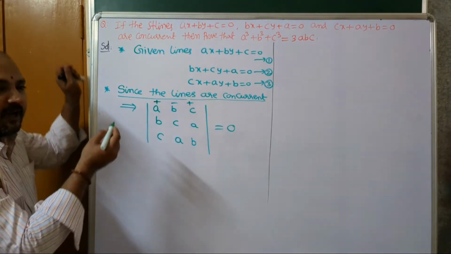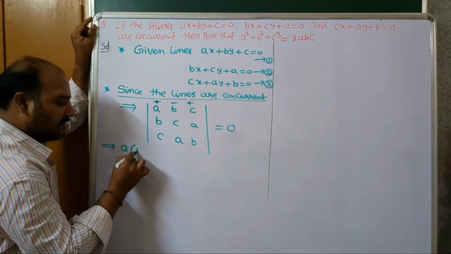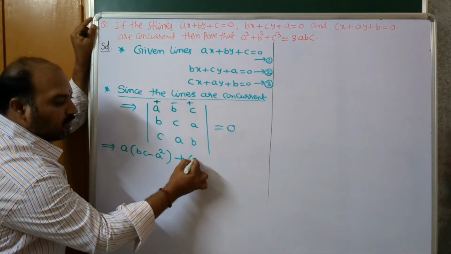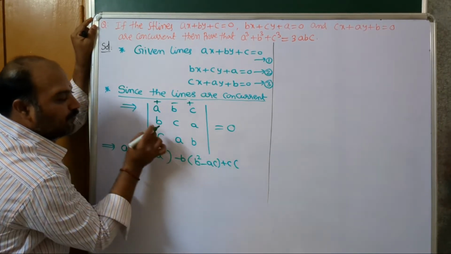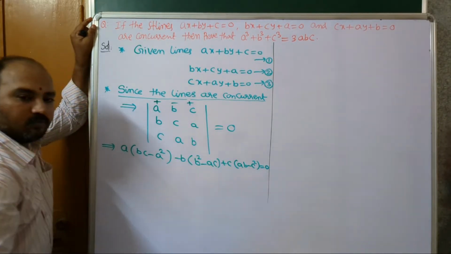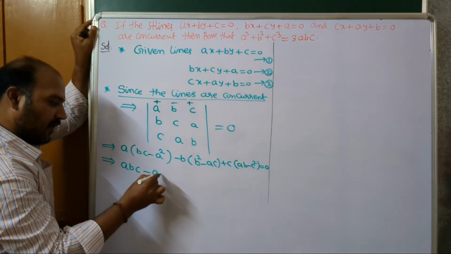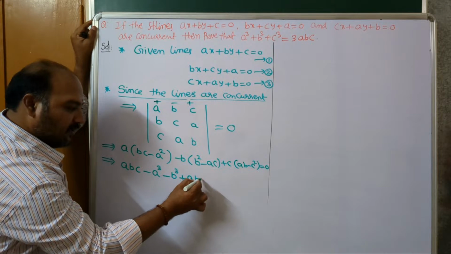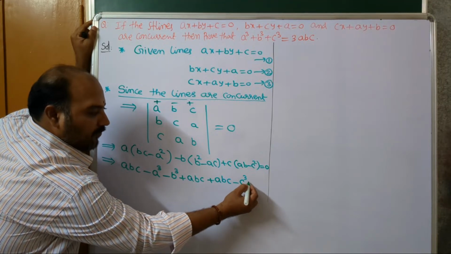Like a 3 by 3 determinant, how we are doing now in maths 1a, like this way: a into bc minus a square minus b into b square minus ac. Next, plus c into ab minus c square is equal to 0. That implies abc minus a cube minus b cube plus abc minus c cube is equal to 0.